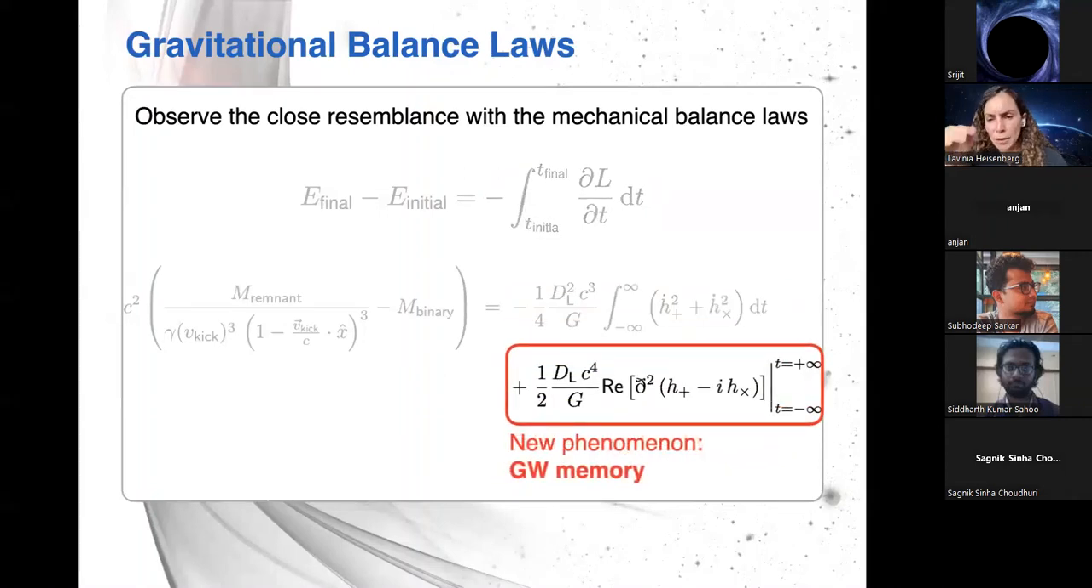But you can see there is this additional term that we didn't have in the mechanical balance law. This is a completely new phenomenon, which is relevant and present in general relativity, and is the gravitational wave memory. And it has this very specific form. If you have a waveform model that doesn't correctly have this phenomenon of gravitational wave memory, then it will not satisfy your balance laws correctly.